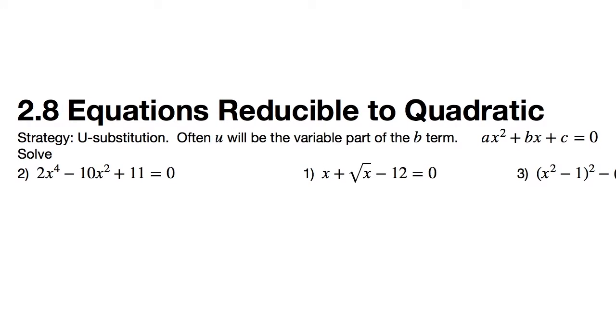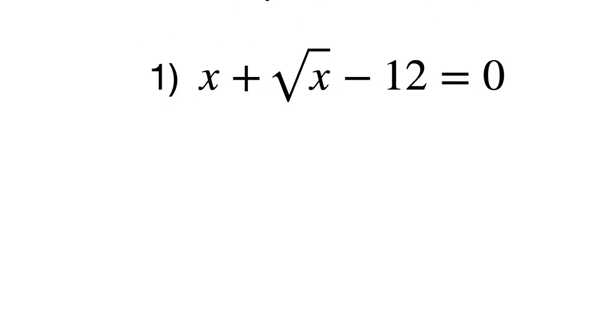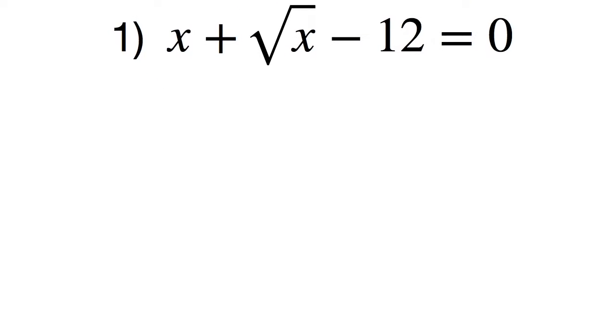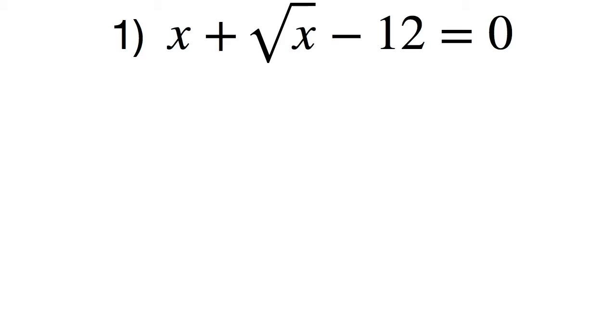What that means, reducible, means that these are going to be all equations that are basically as difficult as solving a quadratic equation. Let me show you what that means. Here we got x plus square root of x minus 12 equals 0.